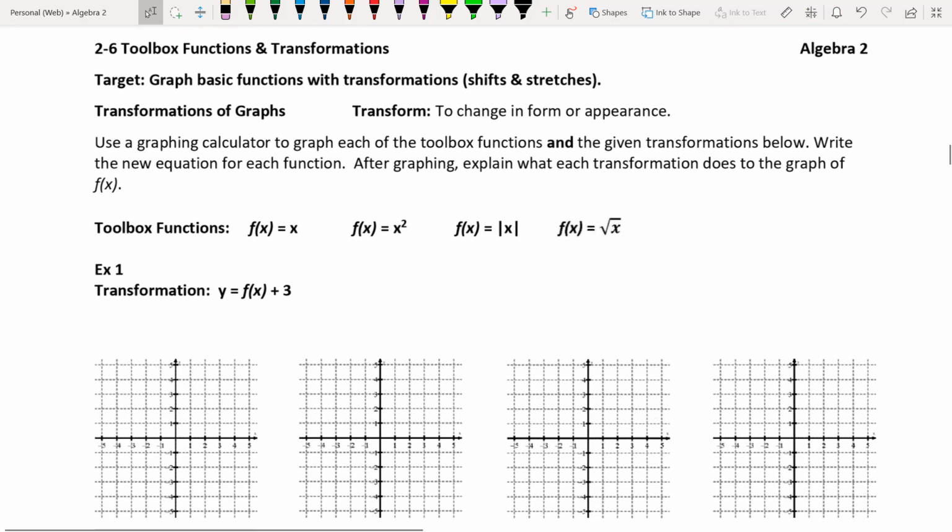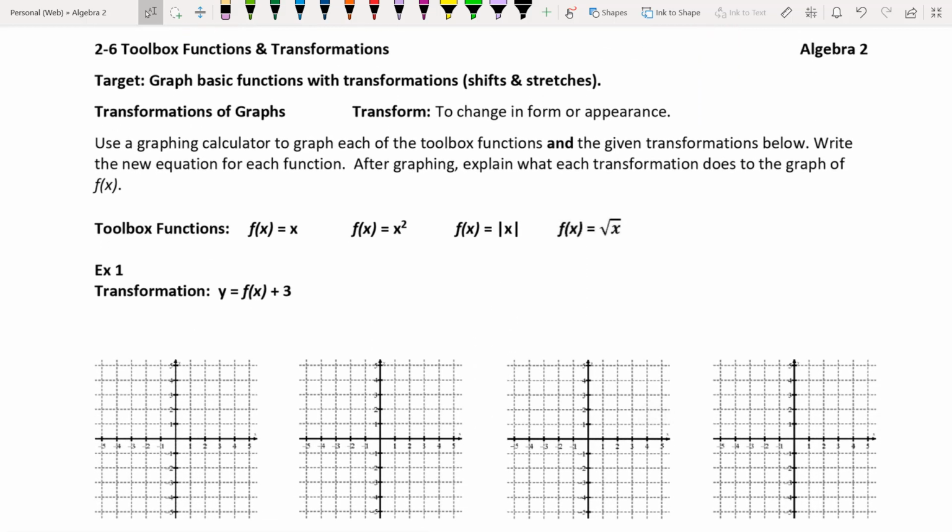All right? And now what we want to do is transform these guys. We want to change them. That's what transformation means. It basically means you can move it, you can stretch it, you can shrink it, you can turn it, you can do all kinds of things in a transformation. We're going to look at very specific transformations in this unit.